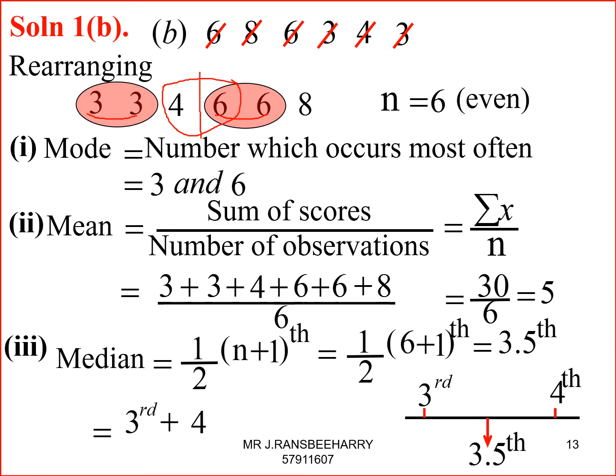Third and fourth term. So it's between the third and fourth, which means third plus fourth divided by 2. Here we can find our third term first. The third term is 4. The fourth term is 6. So 4 plus 6 divided by 2, 10 over 2, is 5.